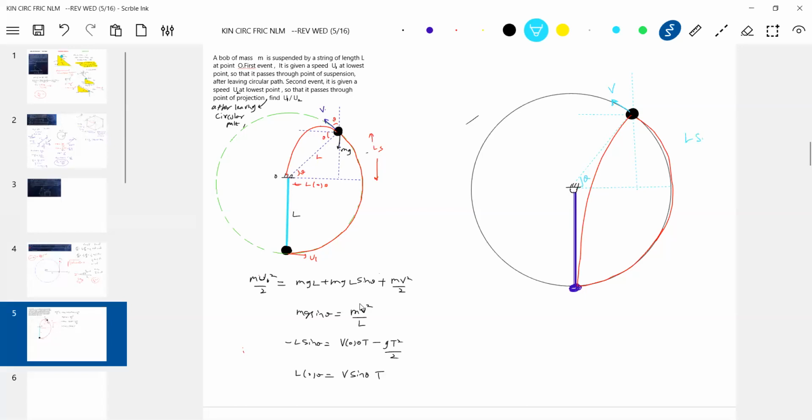So let it be the same thing, L sine theta. This is L cos theta. This is L. So this is theta. This will be theta. Only the difference is in writing the equations. These equations, I'll continue as they are. There won't be any problem with these equations.